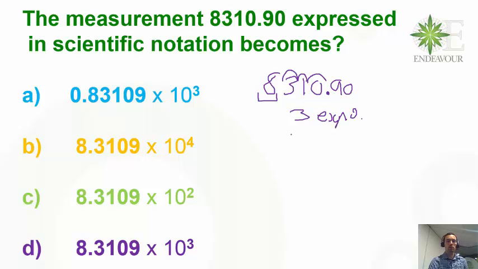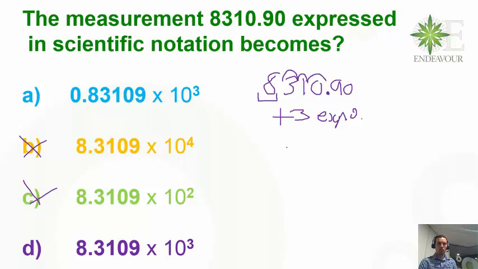So will the exponent be positive or negative? Well, because we're moving it to the left and it's a large number, larger than 1, that means it's going to be positive. So that can rule out B and C because both of these have exponents that aren't 3. Now we're left with 2 options.